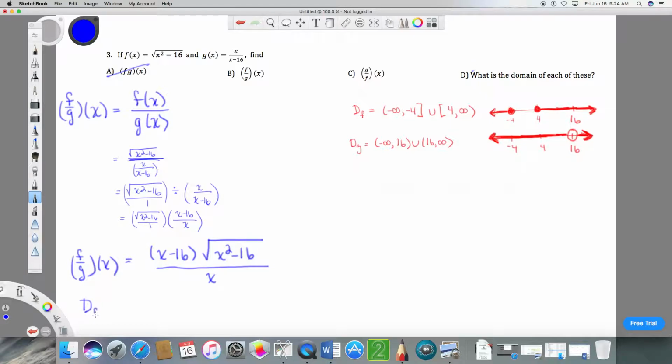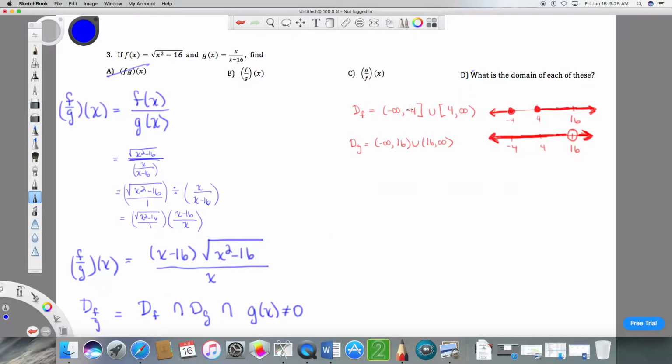The domain of f over g intersects the domains of f and g, but we also have to intersect the set where g of x is not equal to 0. I'm a little bit lazy in my set builder notation because I normally just write g of x not equal to 0. But that's a little bit of a hybrid. That's not the set builder notation. It's not worth it to formally go through it.